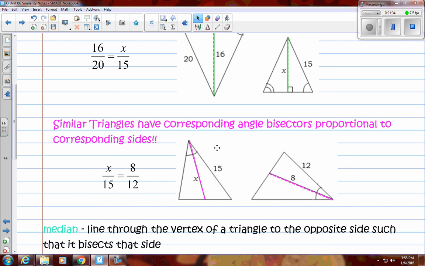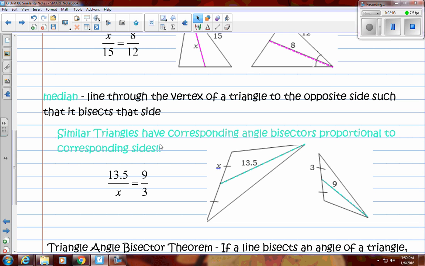Similarly, if we have an angle bisector in two similar triangles, then the corresponding angle bisectors are proportional to the corresponding sides. So again, I can set up a proportion. X over 15 is the same thing as 8 over 12, keeping in mind that if I put my sides on the bottom, 15 and 12, then I have to keep my median, angle bisector or my altitudes on the top.